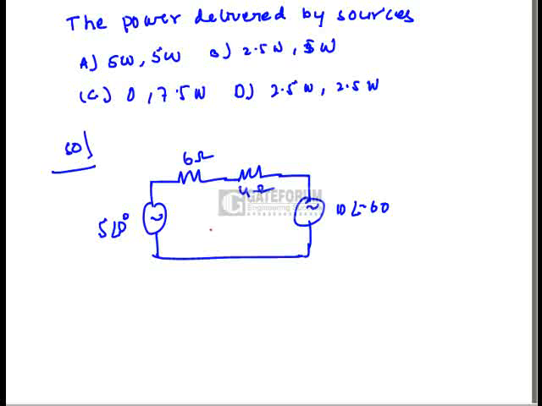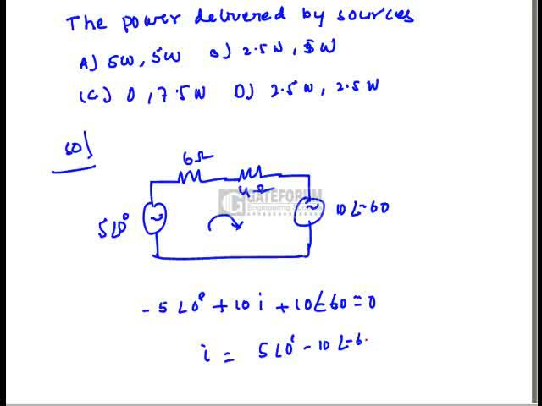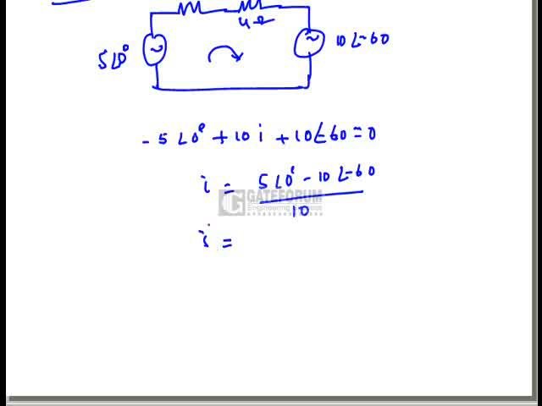Next we have to find out the current. If I apply KVL here: minus 5 at an angle 0 degrees plus 10 into I plus 10 at an angle minus 60 degrees equals 0. Now we have to find I. I is 5 at an angle 0 degrees minus 10 at an angle minus 60 degrees, divided by 10. If you solve for I, we get approximately 0.866 times j. This is an imaginary current. Now this is the current.